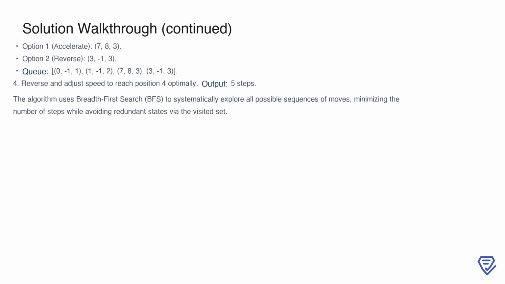From the state 3, 4, 2, accelerating moves the position to 7, doubles the speed to 8, and increases the steps to 3, resulting in the state 7, 8, 3. Reversing changes the speed to -1, keeps the position at 3, and increases the steps to 3, producing the state 3, -1, 3. Both states are added to the queue, leaving 0, -1, 1, 1, -1, 2, 7, 8, 3, 3, -1, 3. By reversing and adjusting speed strategically, we eventually reach the target position of 4 in 5 steps.